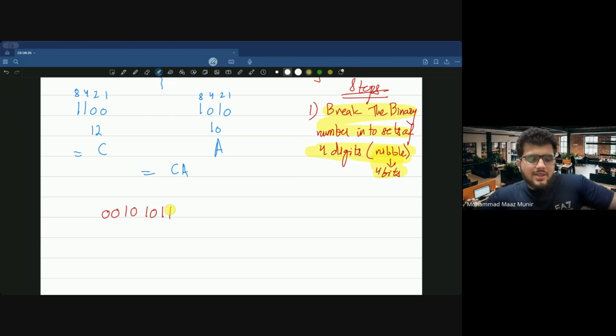So 1011, this is one nibble. And then 0010, this is another nibble. So we have 2 nibbles right now. This is one group, this is the second group. Now we have these 2 groups, right? Now I want you all to understand that first we are going to be breaking it.